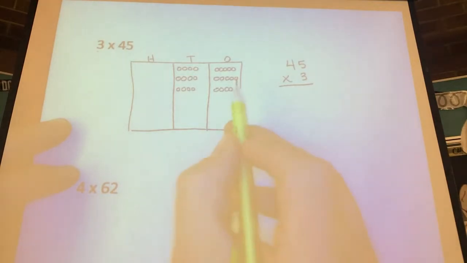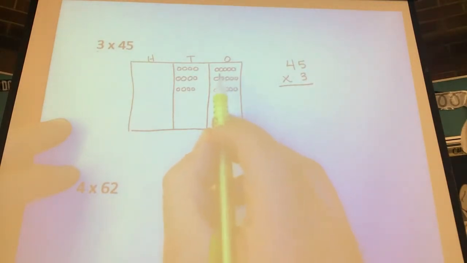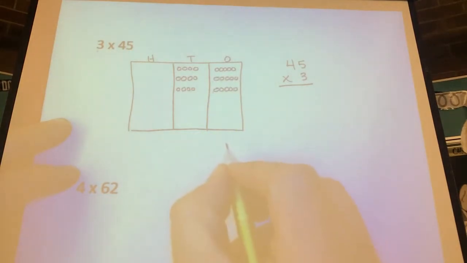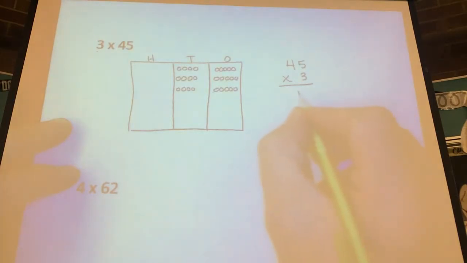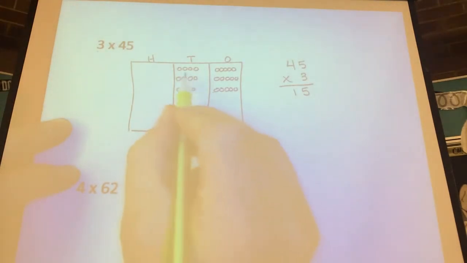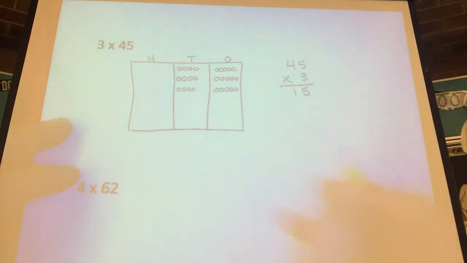The first thing we're going to do is count up the number of ones that we have. So we have 1, 2, 3, 4, 5. We have 5, 10, 15 ones. I'm going to put my 15 ones over here in my partial products. So I have 15 ones, and I'm going to count up how many tens I have. 1, 2, 3, 4, 5, 6, 7, 8, 9, 10, 11, 12. I have 12 tens. 12 tens, as we know, if we convert that to standard form, we have 120.